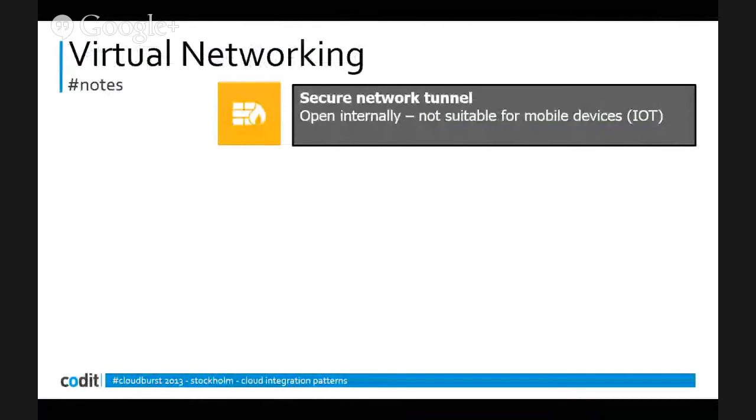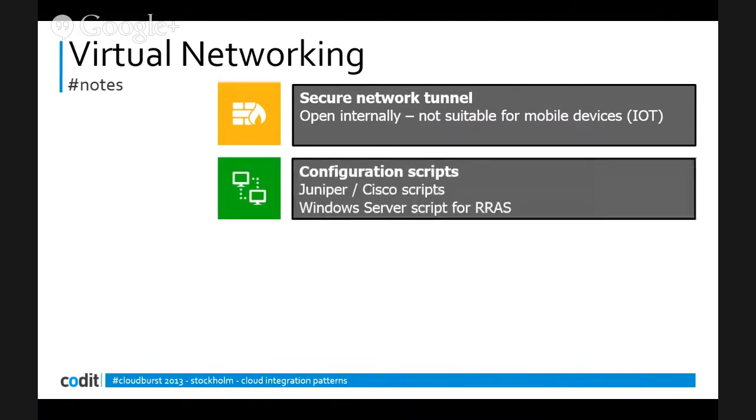So some notes again. The VPN thing is a secure network tunnel, but it's probably not suited for mobile devices. If you go to the Internet of Things, VPN is probably not the thing you want to have. There are other protocols that are more suited. It's not necessarily to set up a VPN, because whenever you are through the VPN, there's no security anymore. It's a unified network.